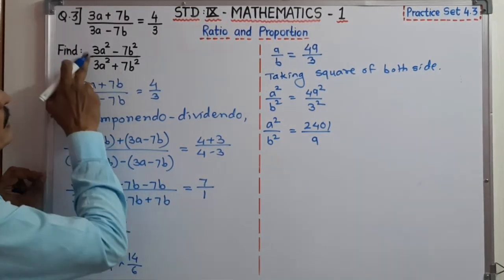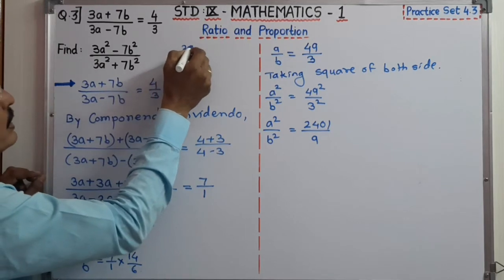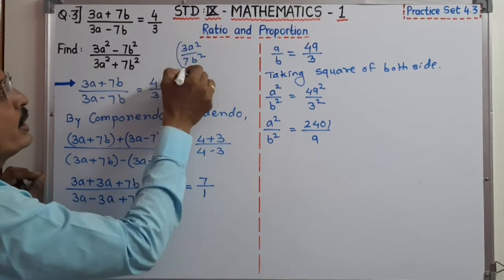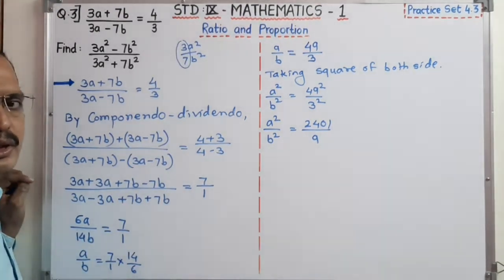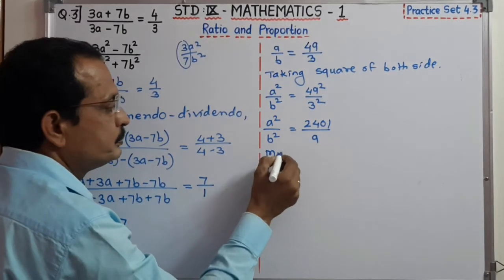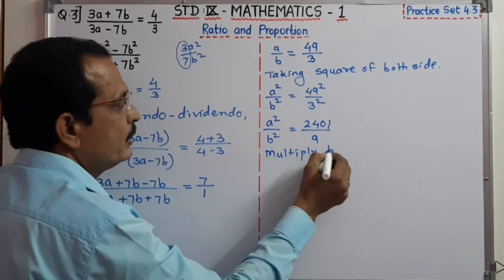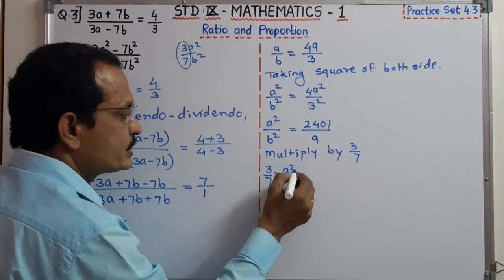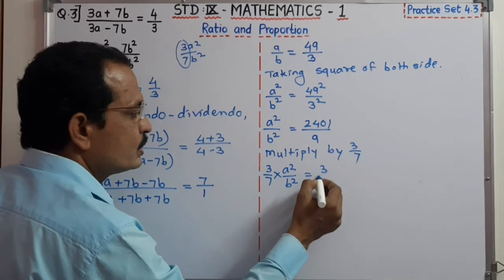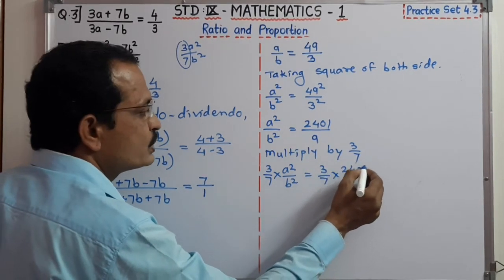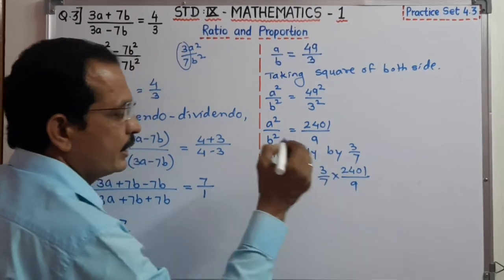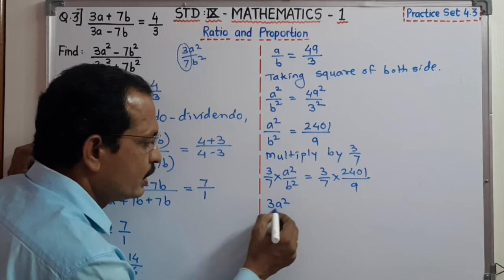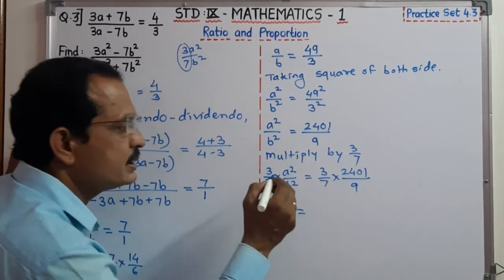We have to multiply by 3 upon 7 because we required 3a square upon 7b square. We got a square upon b square. Now we required 3a square upon 7b square. Therefore, we have to multiply by 3 upon 7. Therefore, 3 upon 7 into a square upon b square is equal to 3 upon 7 into 2401 upon 9. Now dear student, what we have to do? Here 3a square upon 7b square is equal to.